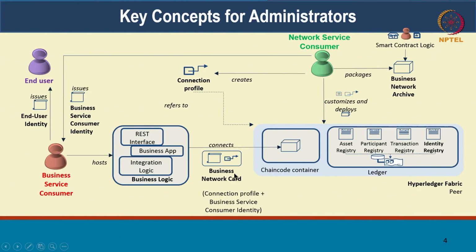And together, this is going to be called a business network card. This business network card will be available with each end user. They'll be using their personal card to connect with the blockchain, authenticate with it, and sign and submit transactions to the blockchain. And the blockchain, of course, will validate and accept their transactions. So that's the overall flow.